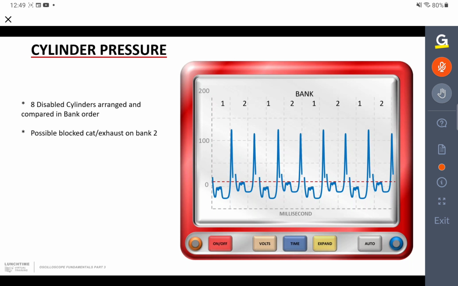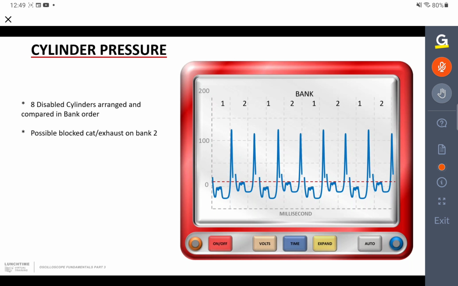And what this is showing us is that always on bank 2, we're getting a lower pressure value. And there's a good chance, therefore, that bank 2 has a blocked cat, but bank 1 doesn't. So we're getting a pattern, we're getting a trend that we can see. Each of those bank 2 values is low.